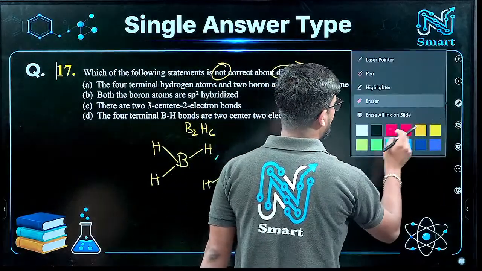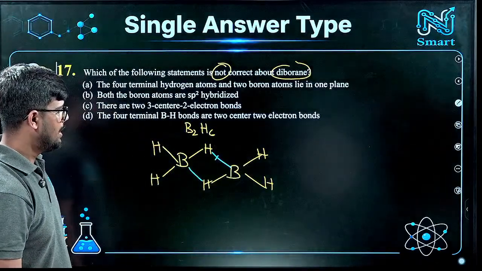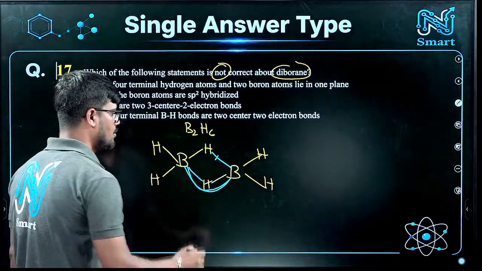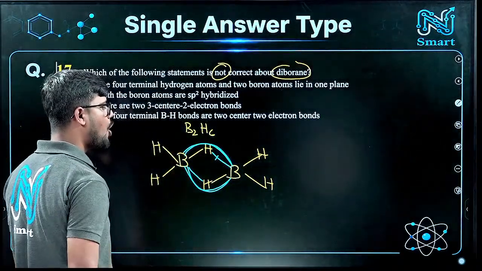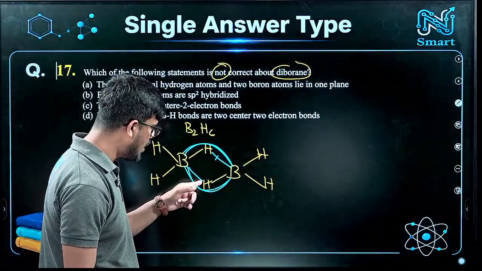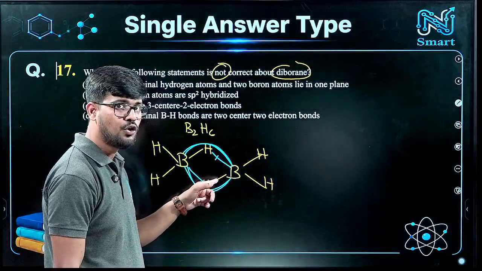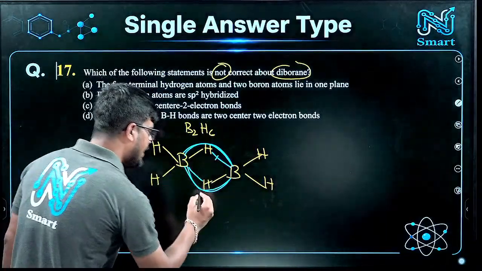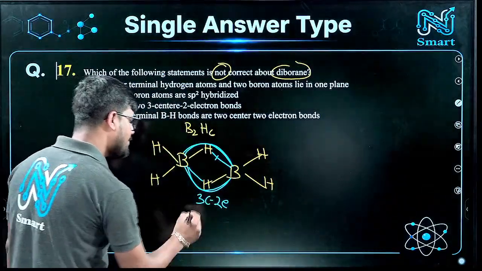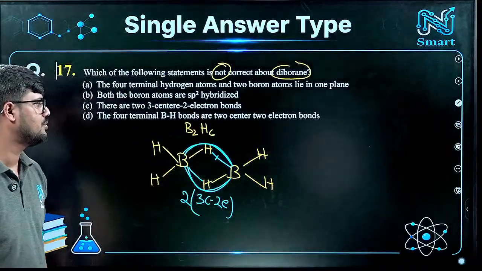So let's draw it in this way, just drawing like this. So this entire thing is called a bridge bond. That is also called a bridge bond. So how many bridge bonds do we have? 2. And if you check this boron-hydrogen bond, it does not have any electron, but in this BH, the yellow one, here we have 2 electrons. So that's why here we have a 3 centered 2 electron bond. How many? Total 2, 3 centered 2 electron bonds we have.